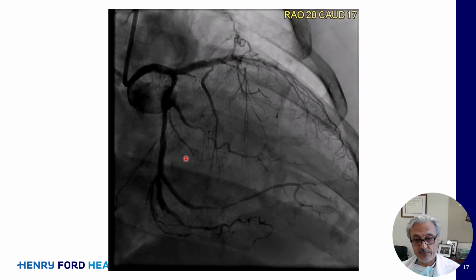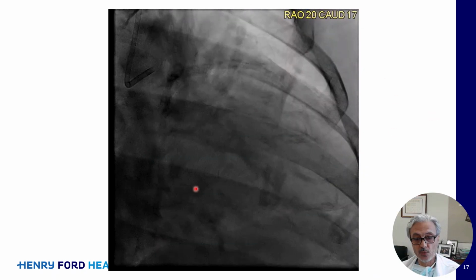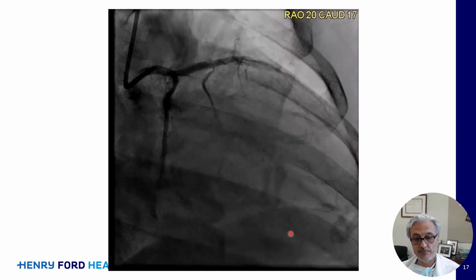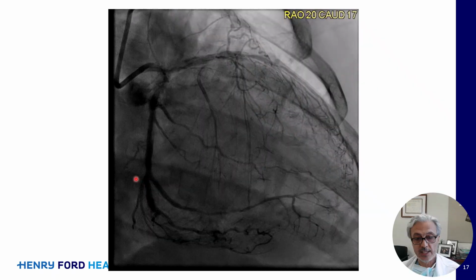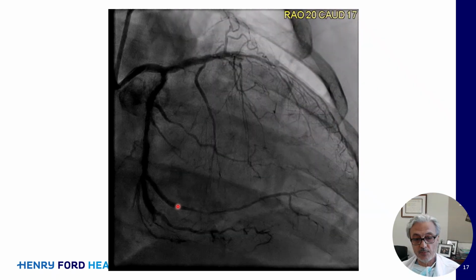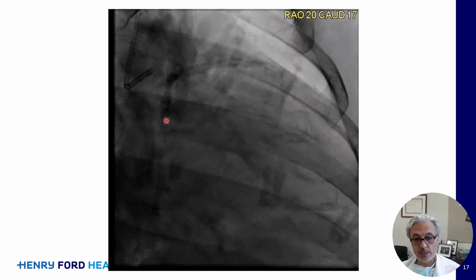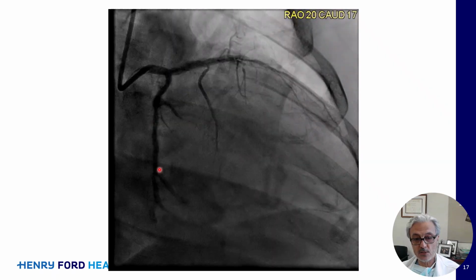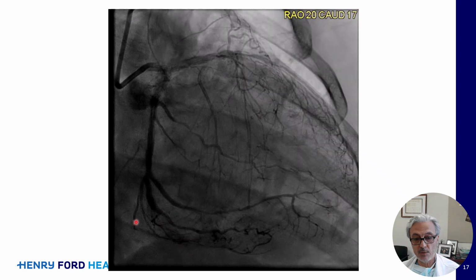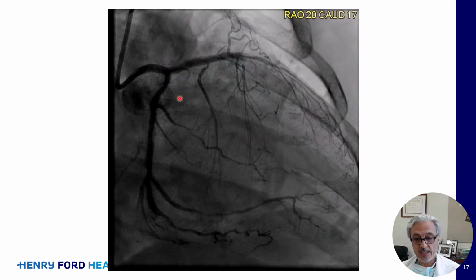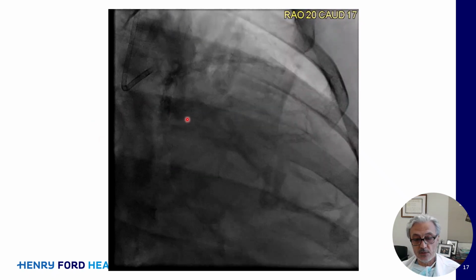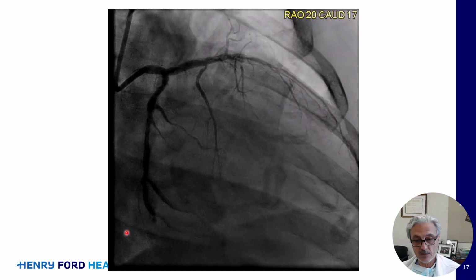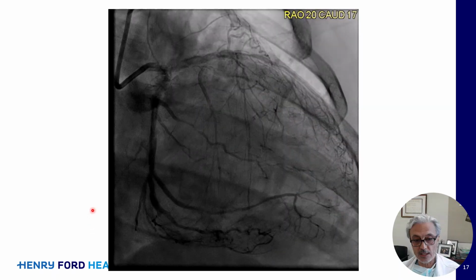So basically, after that, it was smooth sailing. We ballooned this big marginal branch here, which supplies a very large myocardial territory, and we stented it from the big marginal branch all the way to the mid-circ. Here, I used a drug-coated balloon in the first obtuse marginal and the second obtuse marginal, and I got an excellent result. This not only gave me an excellent result, I also have excellent collaterals here to go into the RCA when I come back to open the chronically occluded RCA.